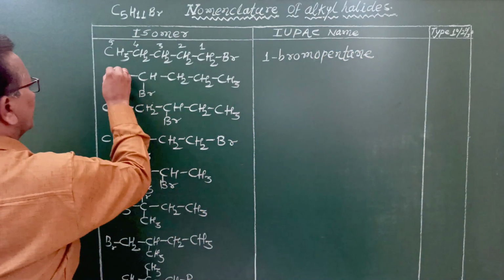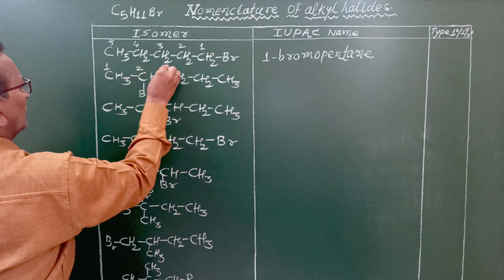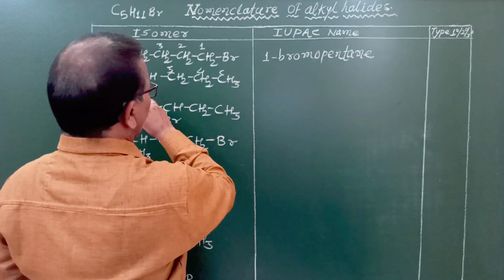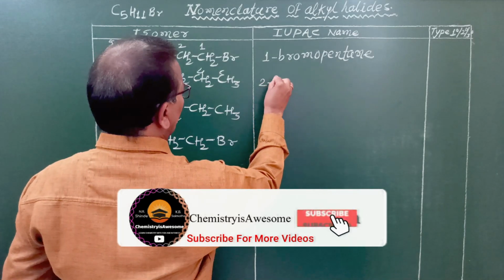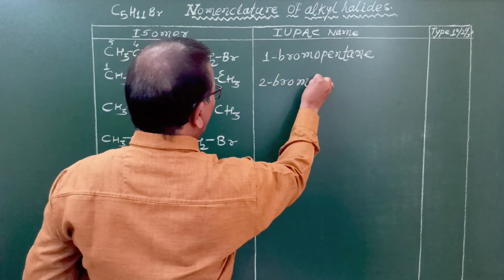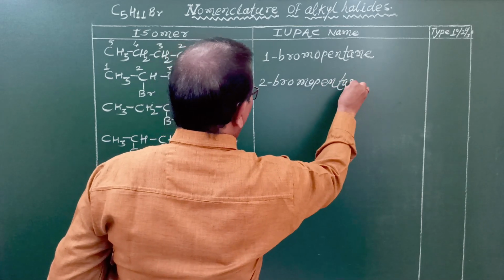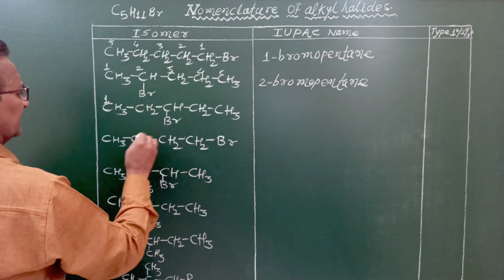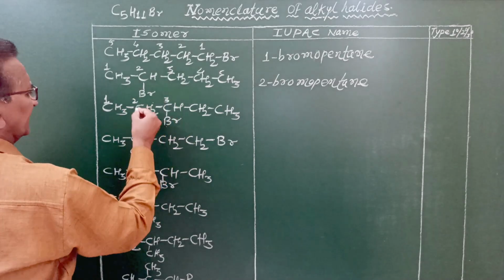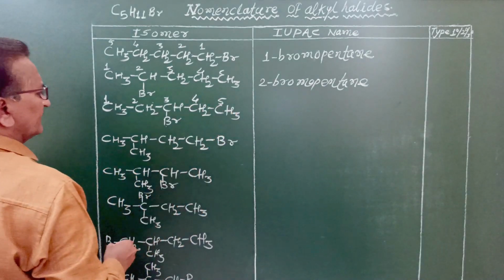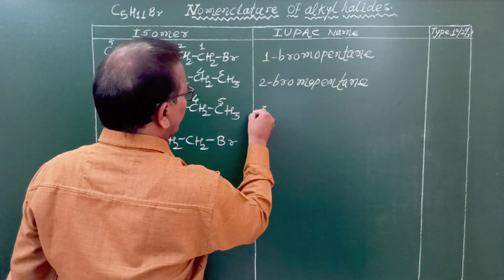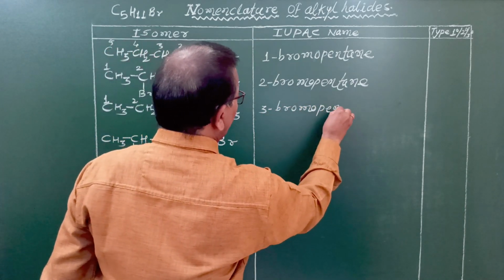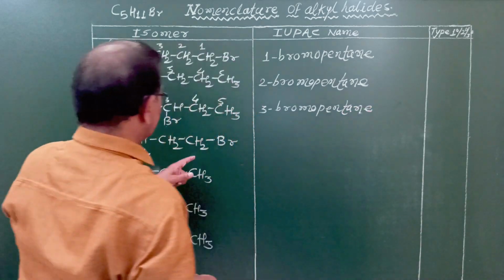Now in this case, numbering should be started from this side: 1, 2, 3, 4 and 5. Again there are 5 carbon atoms in the longest continuous chain and the bromine atom is bonded to carbon number 2. Therefore this is called 2-bromopentane. So 1-bromopentane, next one is 2-bromopentane. Now in this case, the bromine atom is equidistant from both ends, so we can number this chain from either the left side or the right side. The bromine is bonded to carbon number 3, therefore 3-bromopentane.